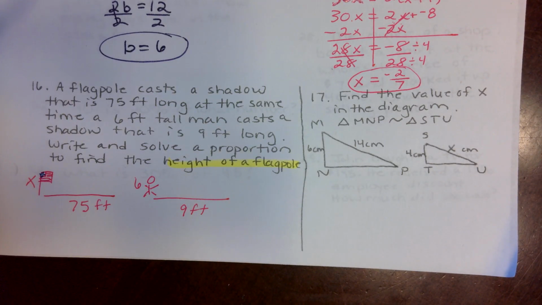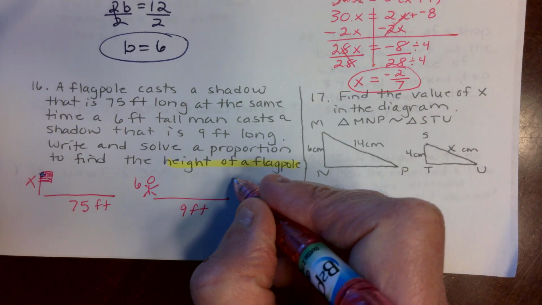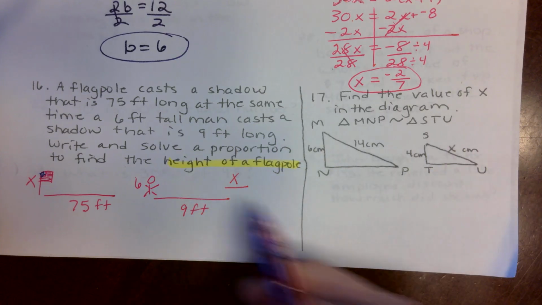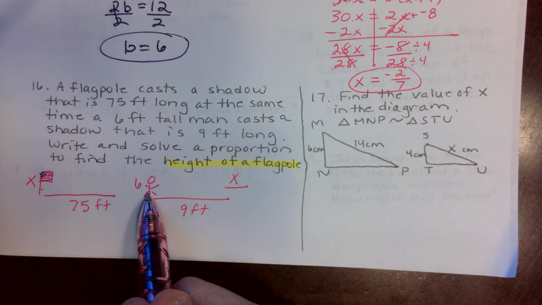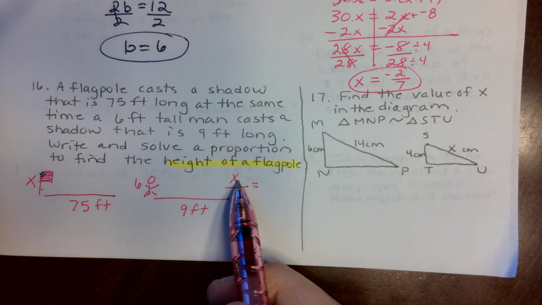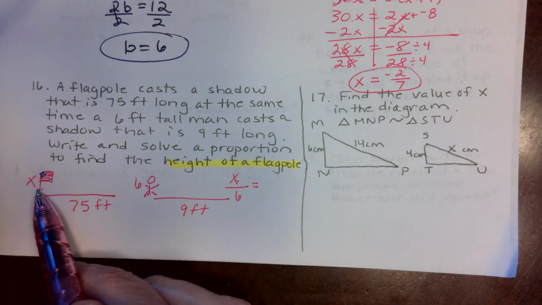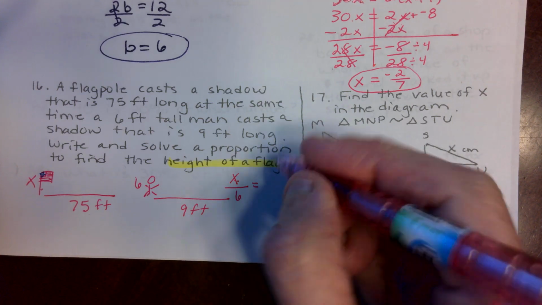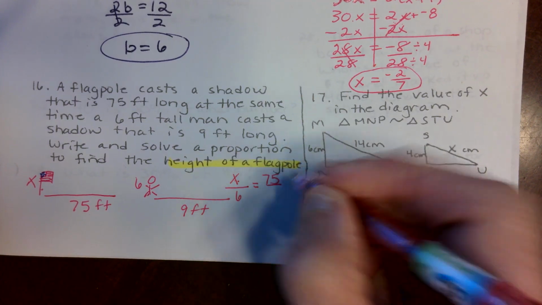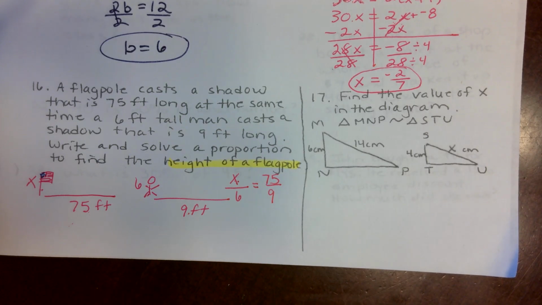So when you set up your proportion, there's multiple proportions that could be correct. What I've kind of taught you to do is to take the height of the flagpole over the height of the person. So height over height equals, now go back to the figure with the x, the shadow is 75 over the shadow of the person, which is 9. So we just have to solve that now.